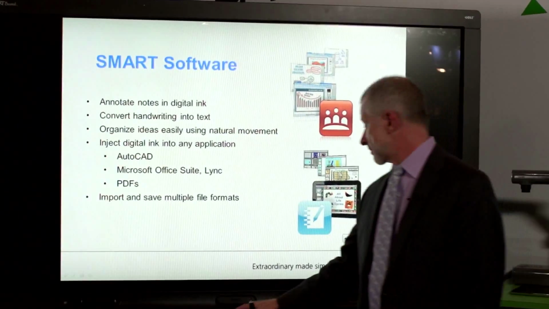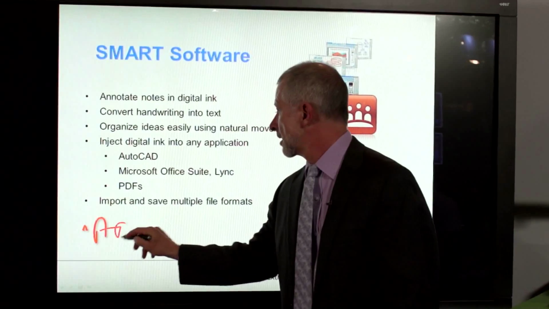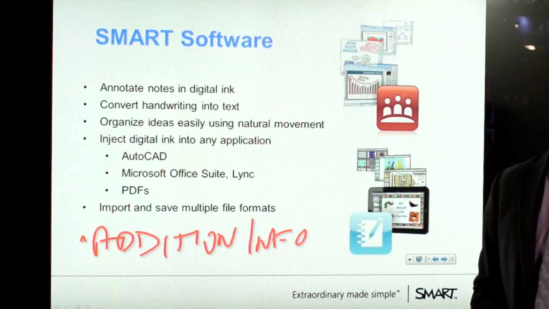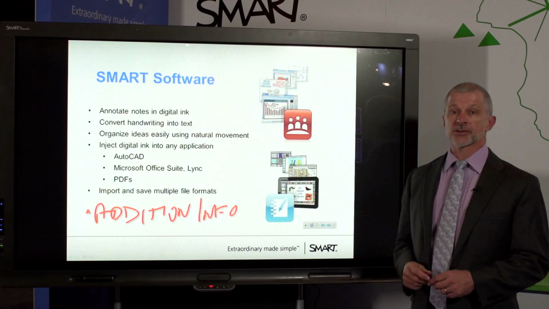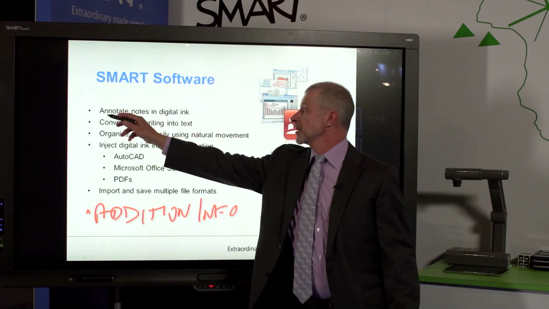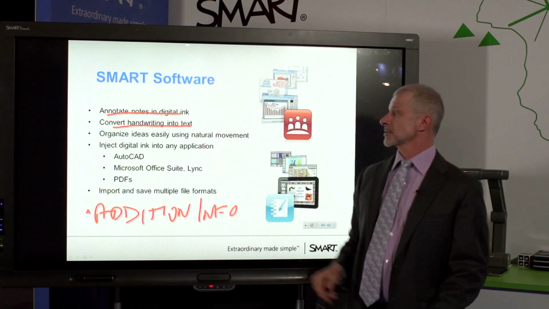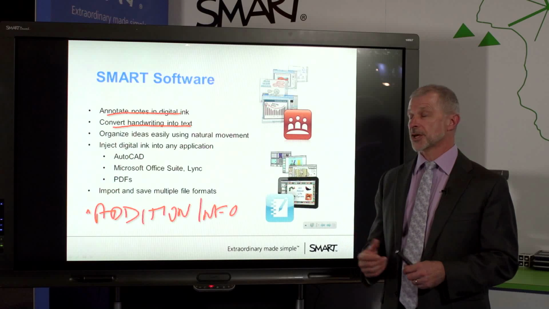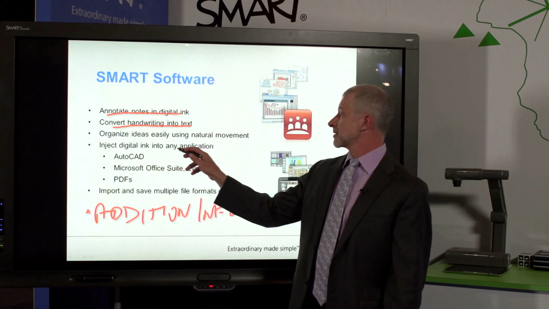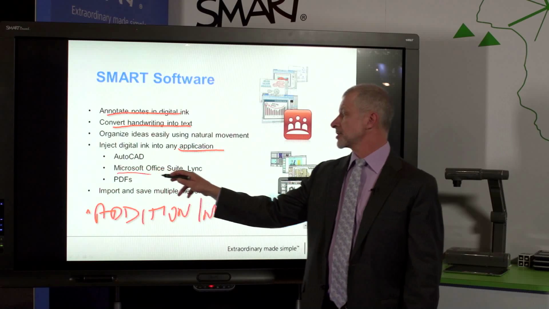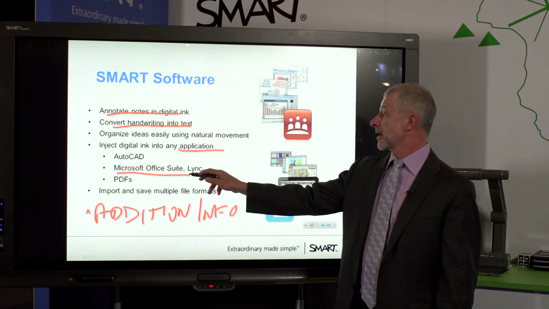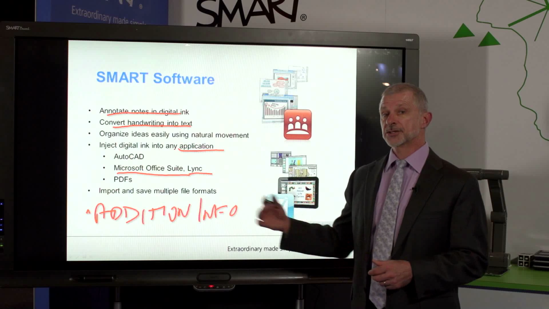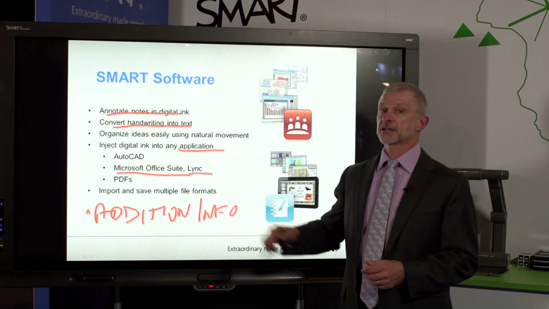We give you the ability to pick a pen color and add additional information directly into the slide. Some of the things that Smart software gives you the ability to do is to annotate notes in digital ink. We can convert handwriting into text. You can organize ideas very easily, and you can put them into a storyboard fashion to be able to share with your students. We can inject ink into any application, so standard applications like your Microsoft Office suite of products. If you're doing distance learning, we can annotate directly into Microsoft Ink applications. And I'll show you in another minute how to inject ink into PDF files.